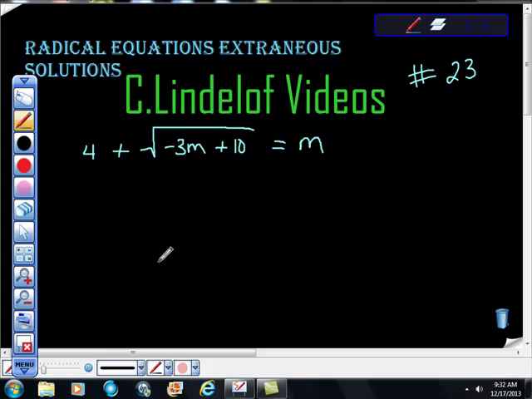So here we go. The first thing that we're going to do when we're solving a radical equation is keep in mind where that radical is. So here's our radical, and what we want to do initially is just isolate the radical. So I'm going to add -4 to both sides. And then I'm going to rewrite this, and we'll have the square root of -3m plus 10 is equal to m minus 4, isn't it?